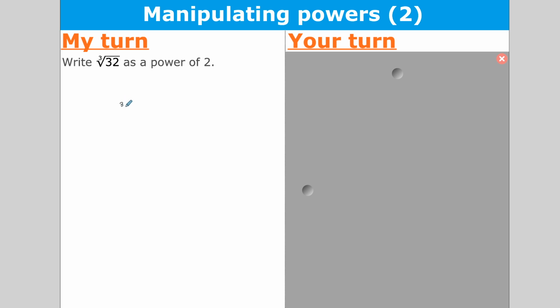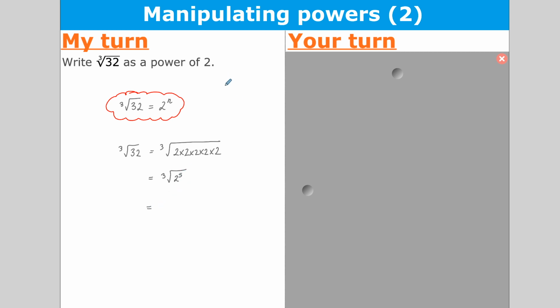So the cube root of 32, we want to write it as 2 to the power of n for some n that we're going to find. That's our objective, right? So let's go and do that. The cube root of 32, that's the same thing as the cube root of what? 2 times 2 is 4, times 2 is 8, times 2 is 16, times 2 is 32. That's the cube root of 2 to the power of 5.